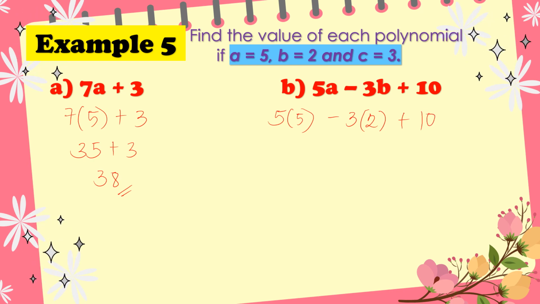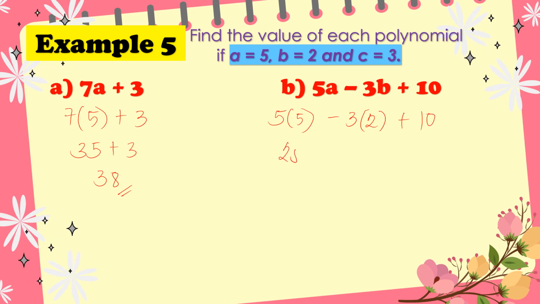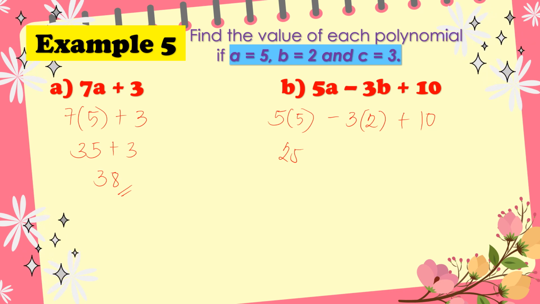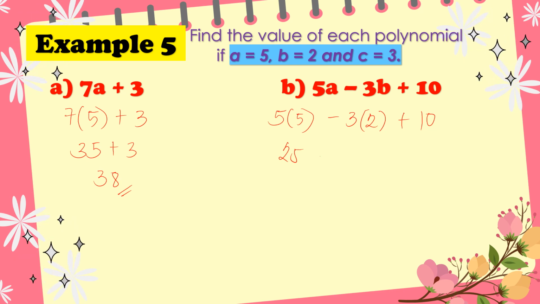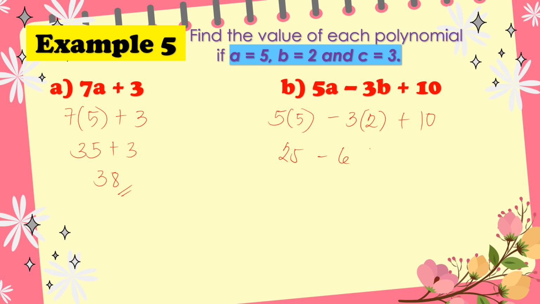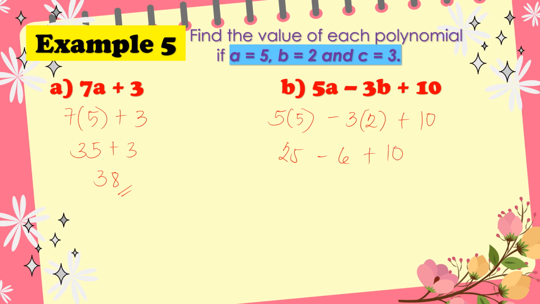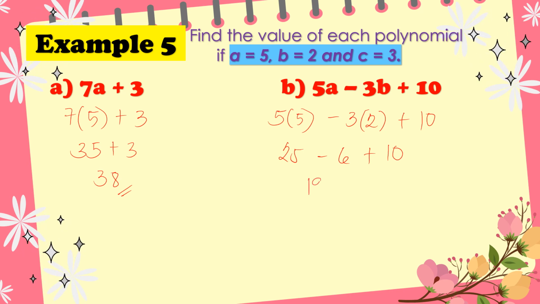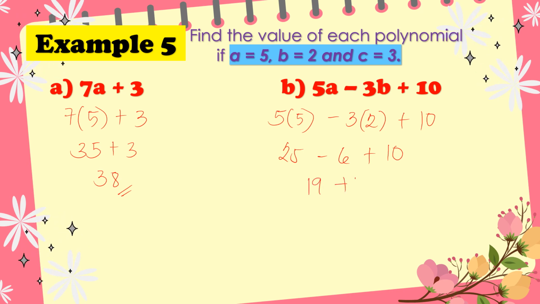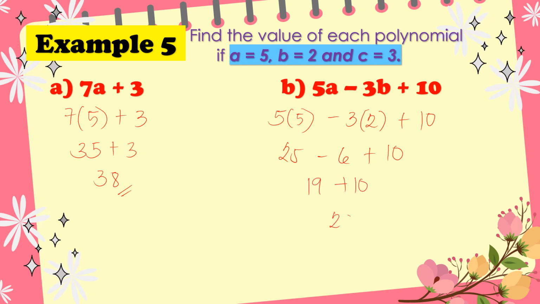So, 5 times 5 is 25. And then, negative 3 times 2, that is negative 6. And then, copy na natin yung plus 10. Simplify natin from left to right. 25 minus 6, you will have 19. Plus 10, the final answer is 29.